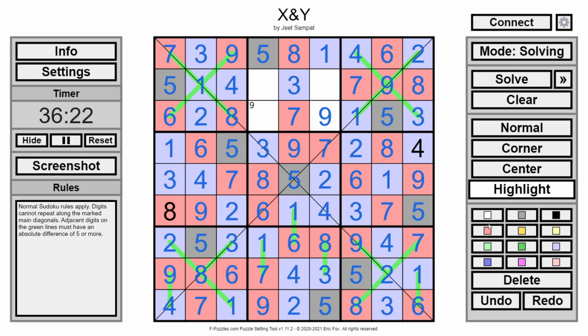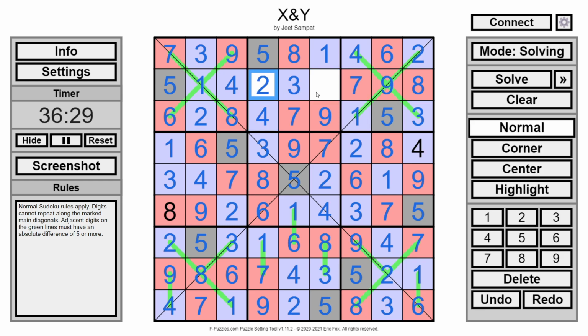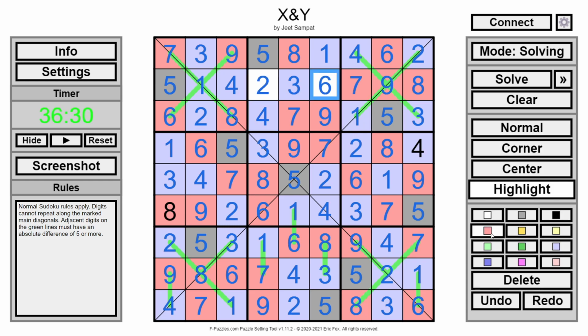This is a 9. Oh my gosh. This is a 9. This is a 4. I'm really good at clicking in between the buttons on the keypad. This is a 2. This is a 6. There we go. Let's finish the puzzle. Or finish the coloring. And there we go.